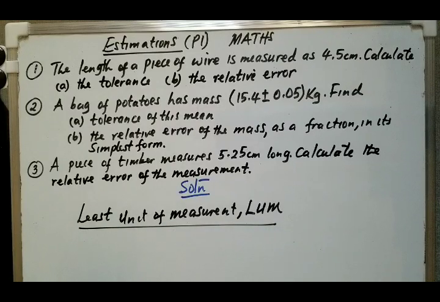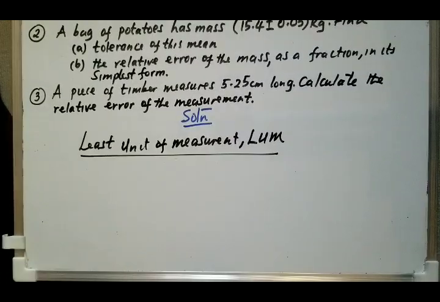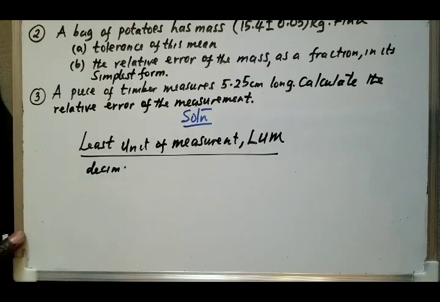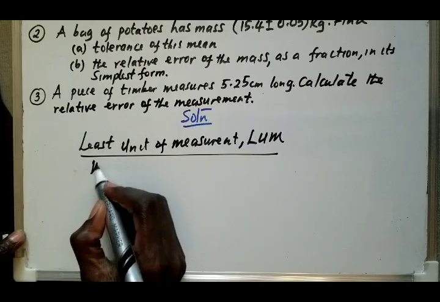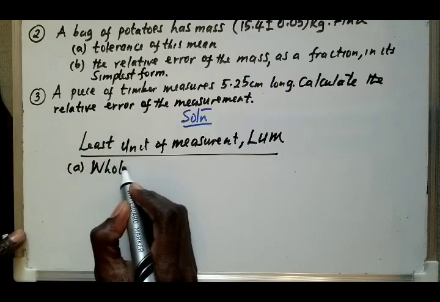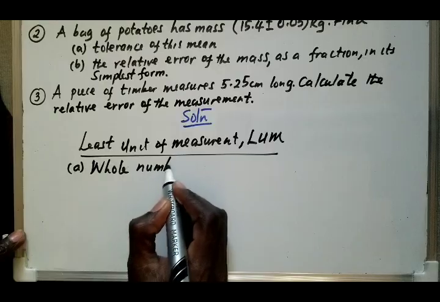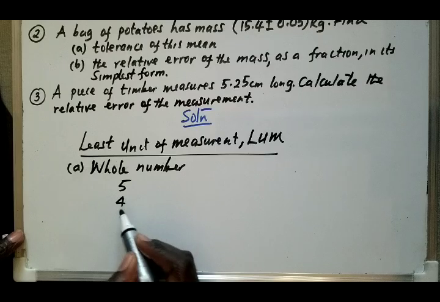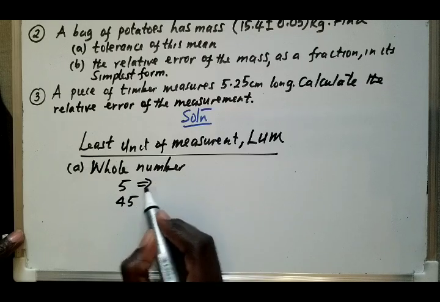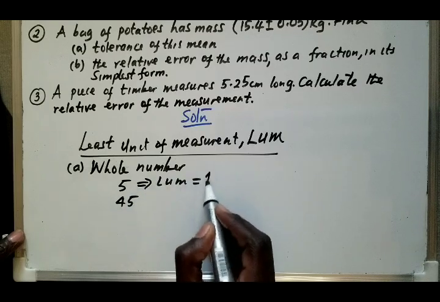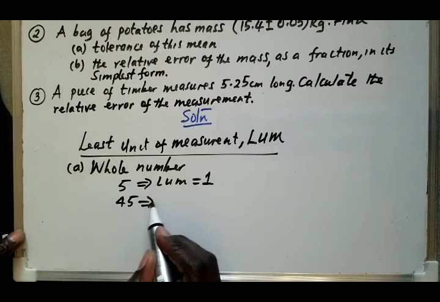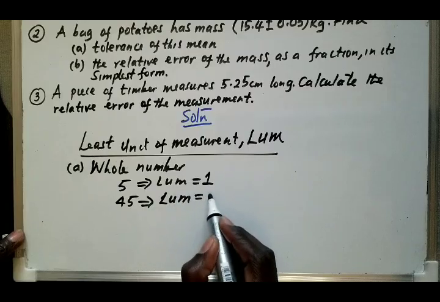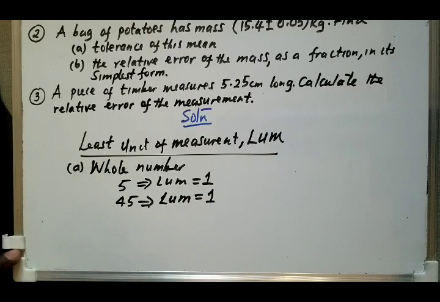When it comes to the least unit of measurement, there are two things that you need to remember. Let me start with a whole number. You may be given a whole number, for example 5, or 45, or any whole number. The least unit of measurement for a whole number is simply 1. So if I wanted the least unit of 45, because this is a whole number, the least unit of measurement will also be 1. And that's what you need to remember.